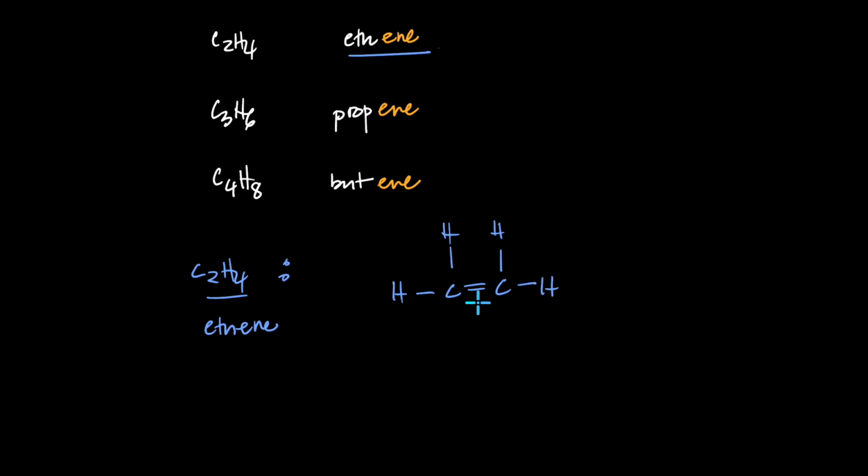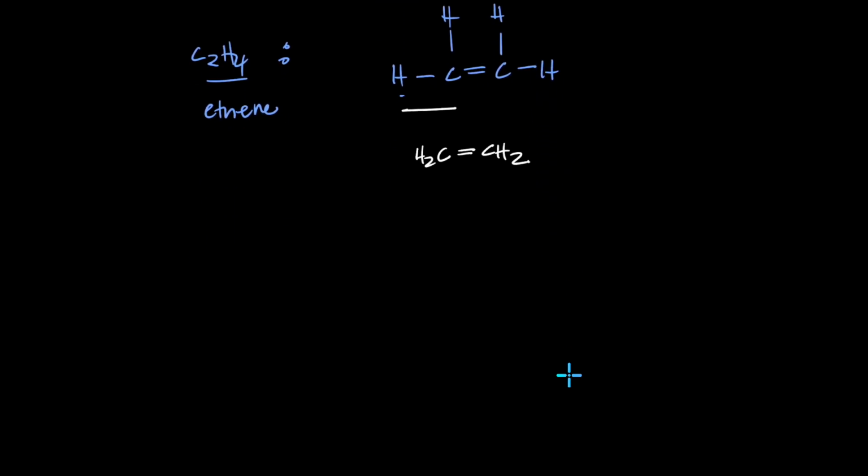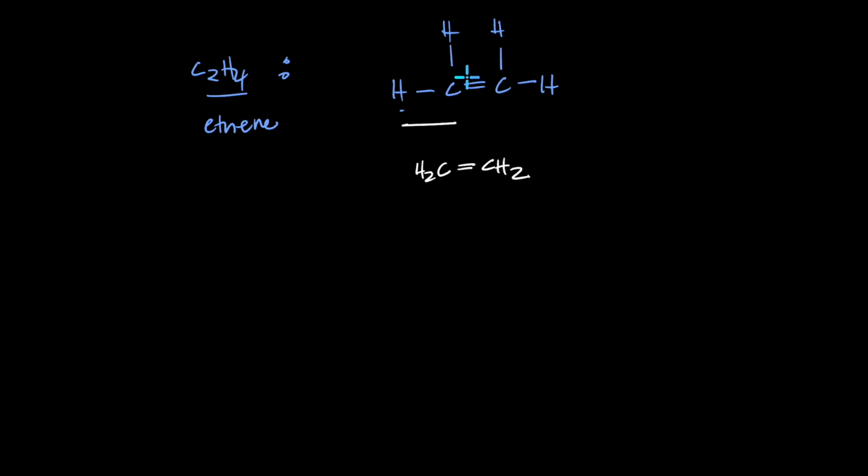Remember, carbon only has 4 bonds, and you show it like this. This is called a displayed formula. The structural formula is H2C double bonded to CH2. H2C double bonded to CH2. I'll do a couple more for you to figure this one out.